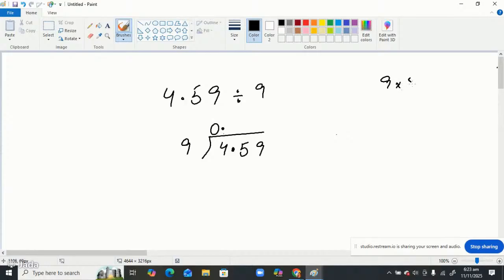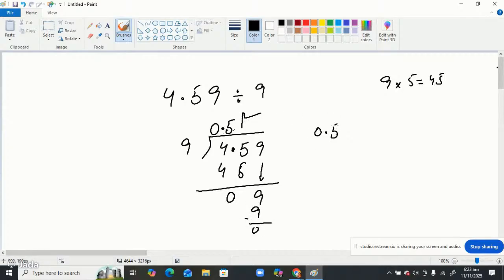And 9 times 5 is 45, so you just put 9 times 5. So 9 times 5 is 45. 45 minus 45 is 0. Now bring down this 9, and 9 times 1 is 9. This also, and that is your answer, 0.51.